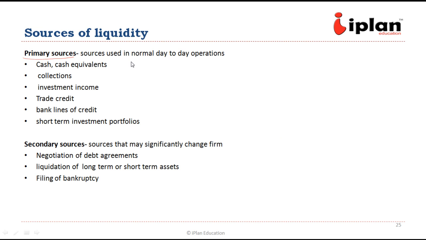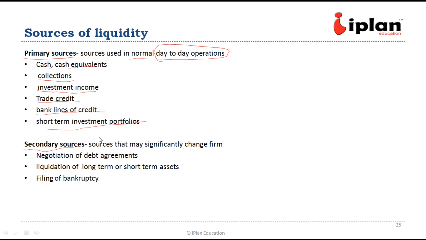Firstly, there are primary sources which are used in normal day-to-day operations. For example, cash or cash equivalents such as treasury bills, etc. The collection from our deliveries, the investment income on short term, trade credit which we receive sometimes in lieu of cash on our sales. Then there is the bank's line of credit and short-term investment portfolios. So these are the primary sources which are used in day-to-day operations for liquidity.